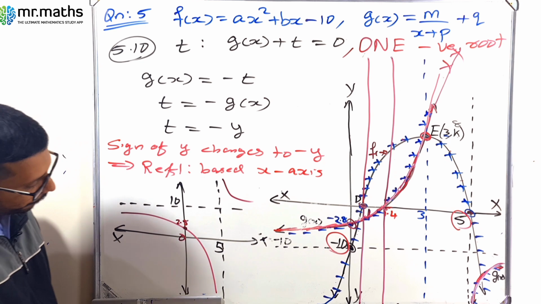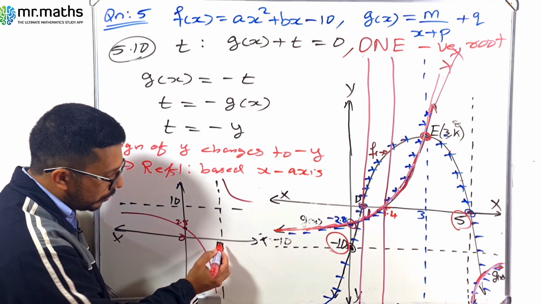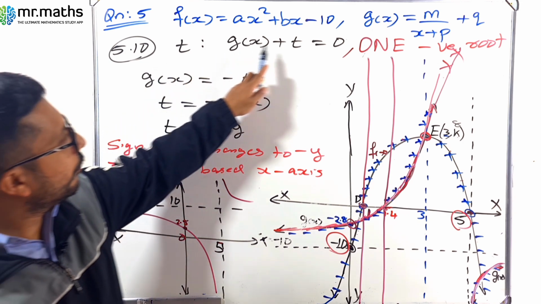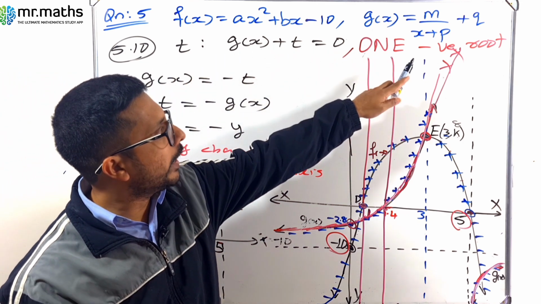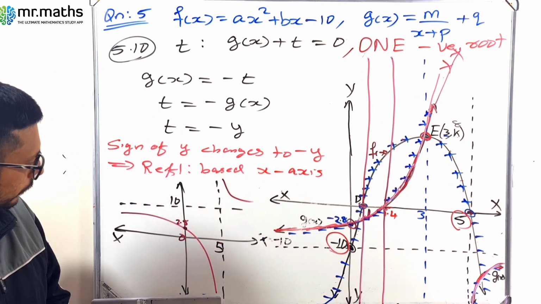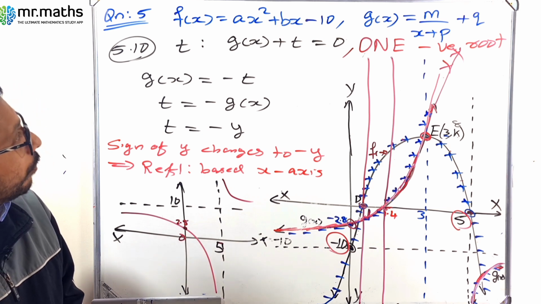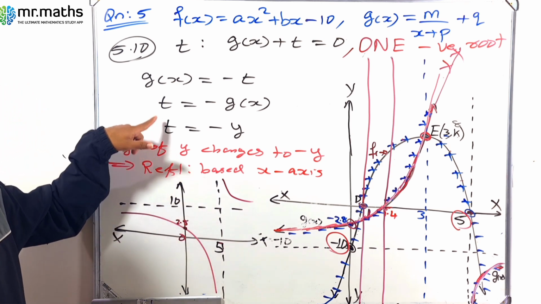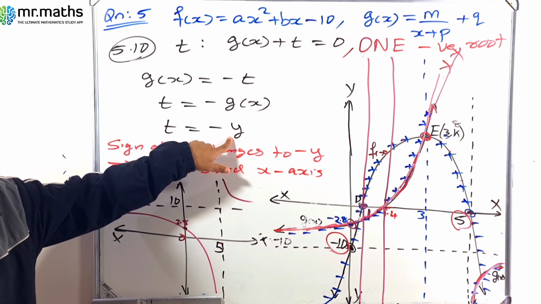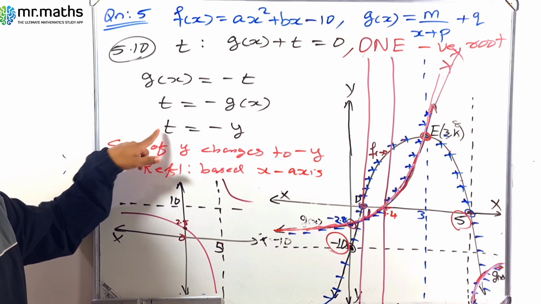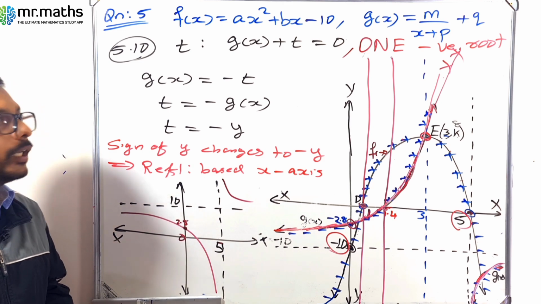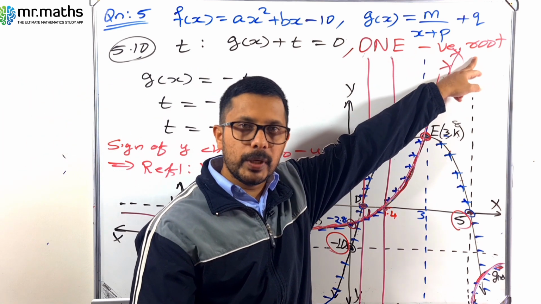Okay. Now here this one, x value is 5. Now, g of x plus t is equal to 0, one negative root. Okay, that is the question. You have to find one negative root. So what is the value of t? What does t stand for? T stands for the y value, is it not so? T is a function, but t stands for y value. So you have to find the y value that will give you a negative root. Negative root means x value.